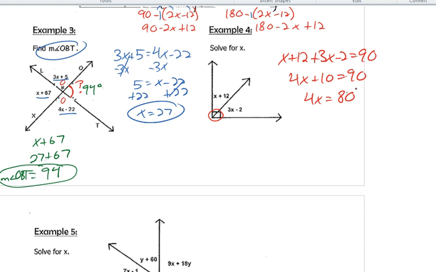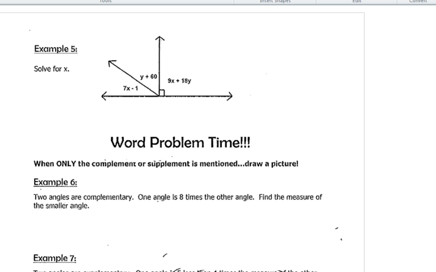4x equals 80 after you subtract 10 from both sides. X equals 20, and we're done. Example 5 is going to give us one more actual diagram problem to look at, and then we're going to look at some word problems that are a little bit more difficult.